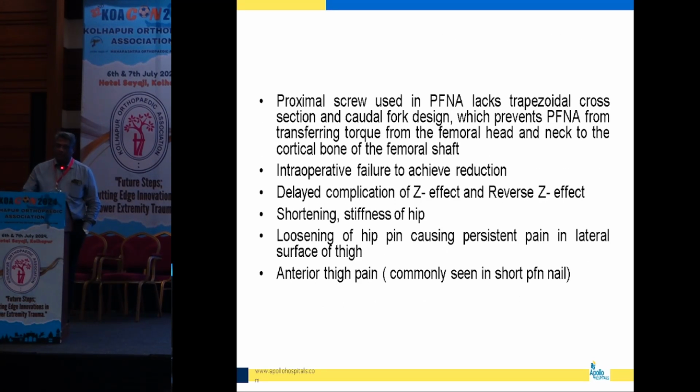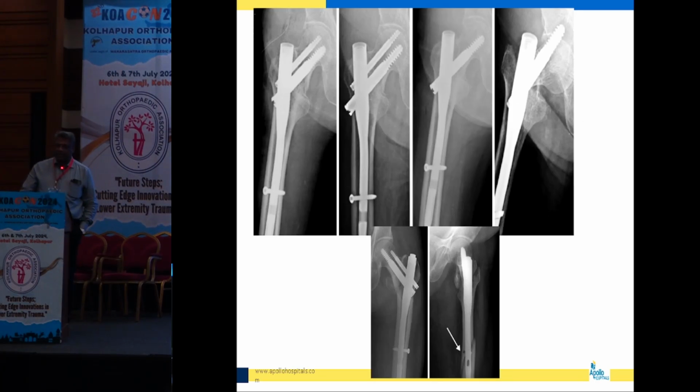So the proximal screw, we know the problems the PFNA has, where the torque limit and the forces are not properly transferred from the femoral head down to the shaft of the femur. There are intraoperative failures to achieve reduction, and we are all familiar with the Z and reverse Z phenomena that happen when these fractures go through their healing process. Loosening of the pins and anterior thigh pain have also been documented. So these are some of the complications that we have with IT fractures.